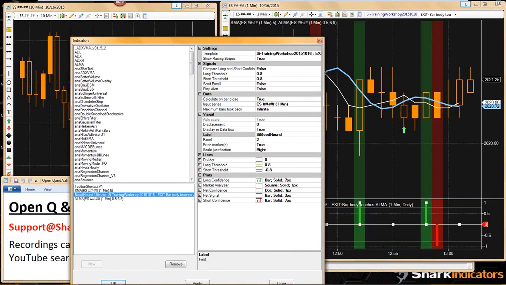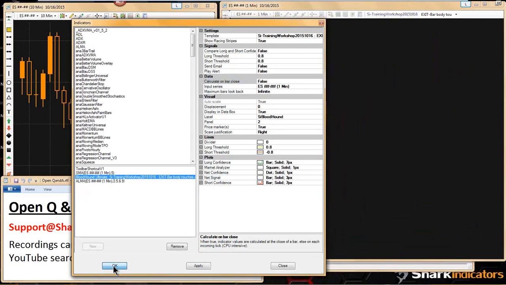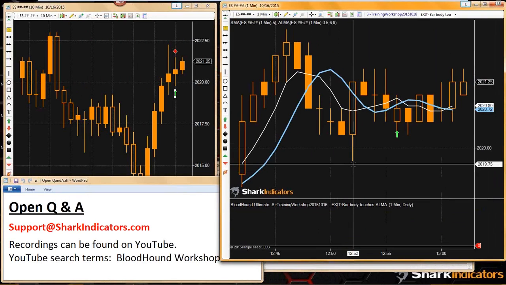Let me give you a simple example here. I'm going to take BloodHound, and where'd that setting go? There it is. Okay, so I'm going to take calculate on bar close and set it to false. I'll build you a little example of how calculate on bar close affects your indicators and how it affects your strategies.